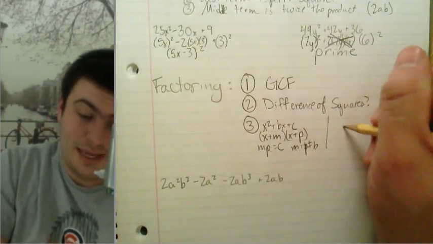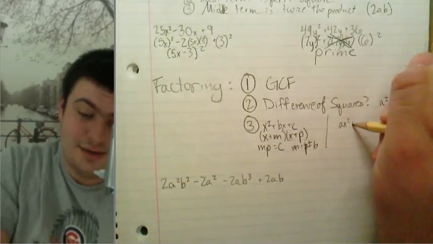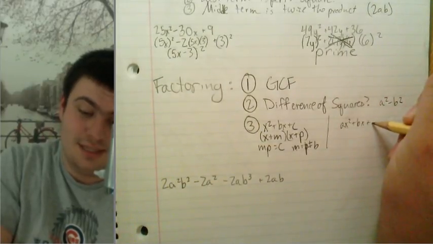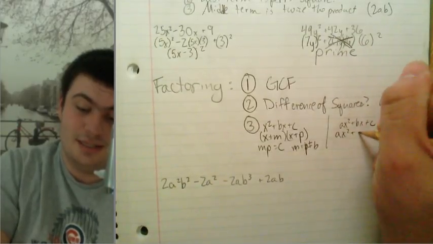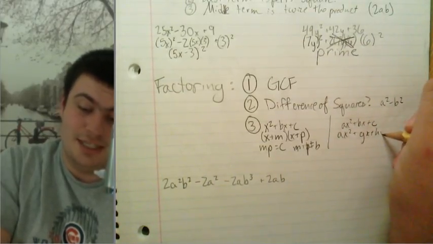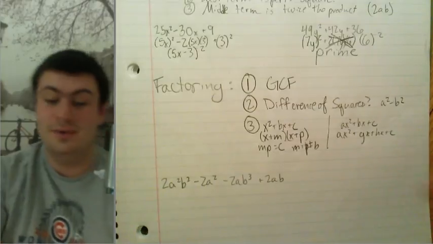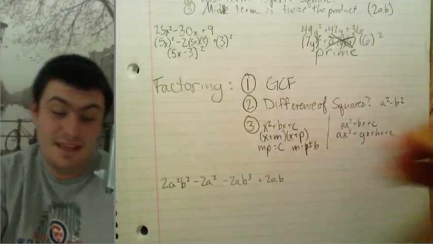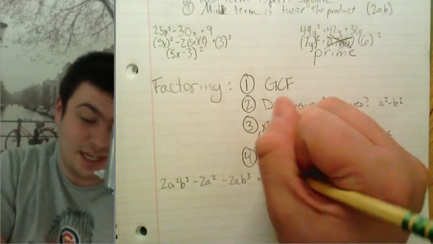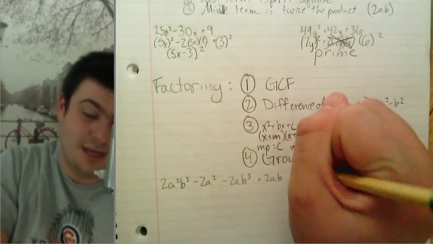Or do we have ax squared plus bx plus c, where we have to then say ax squared plus gx plus hx plus c, where we do all of that and then we do our grouping. And then fourth and finally, we should check if we can use factoring by grouping.